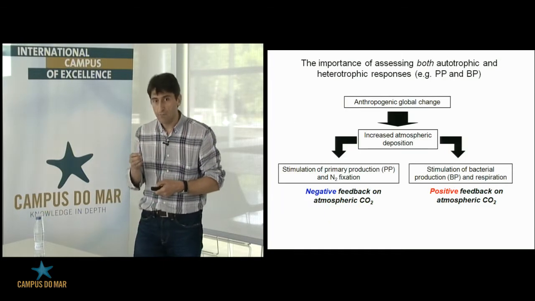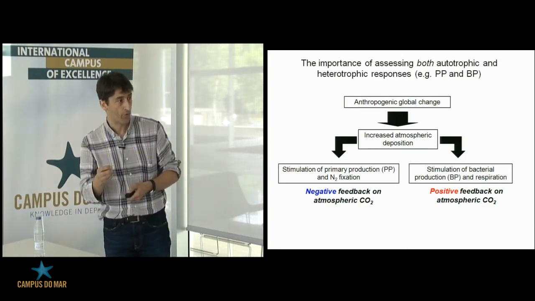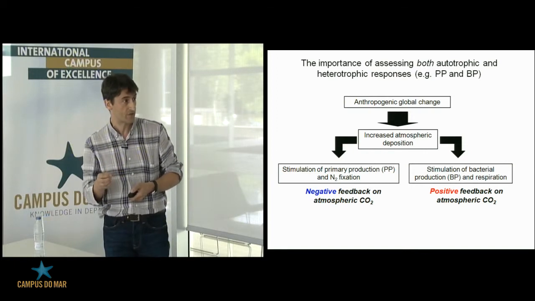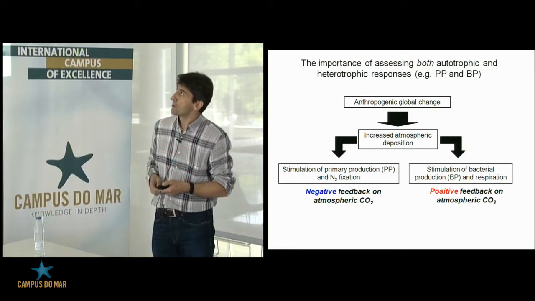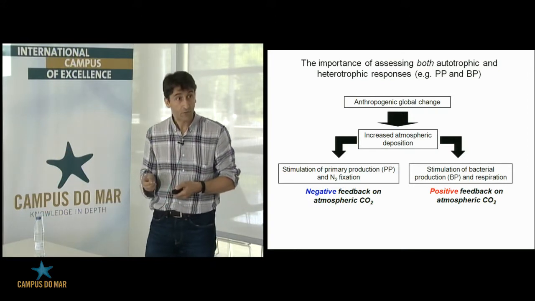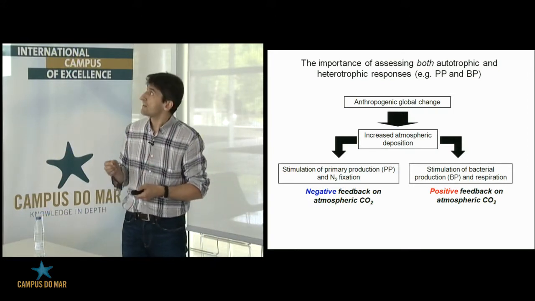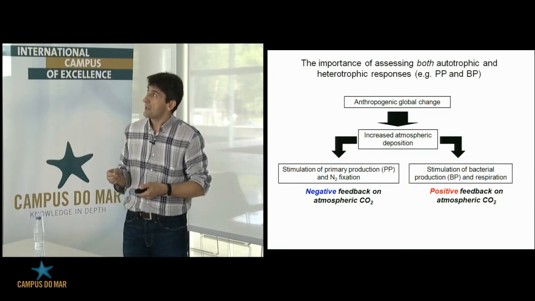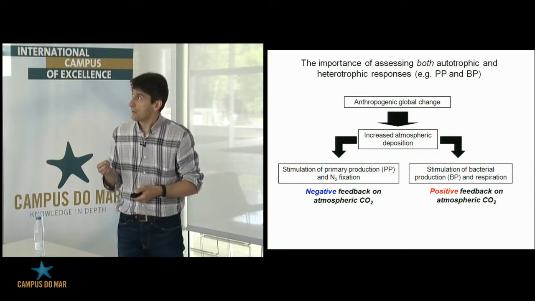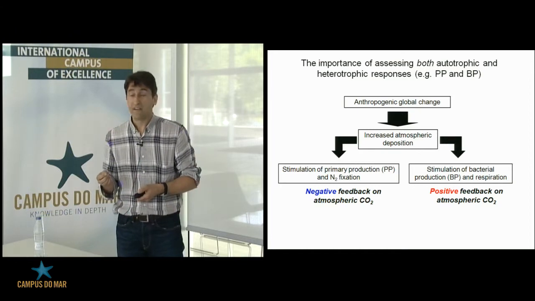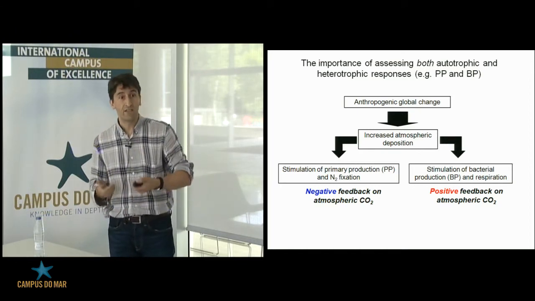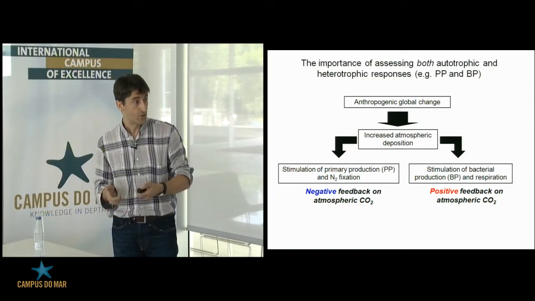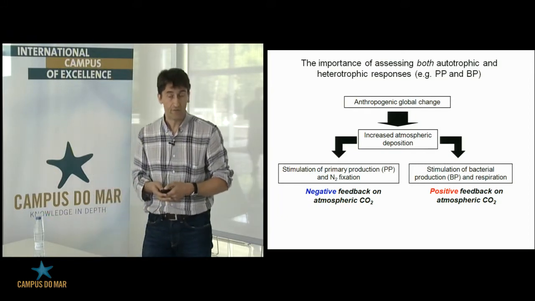Now, why is it important to consider both autotrophic and heterotrophic processes? The reason is that if we have, due to anthropogenic global change, an increase in atmospheric deposition, and if that increase stimulates mostly the primary producers, we have a negative feedback on atmospheric CO2, because basically we are stimulating the biological pump due to these additional nutrients coming in from the atmosphere.